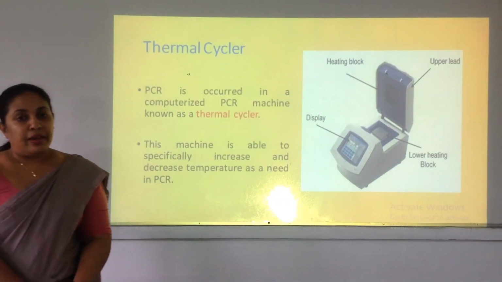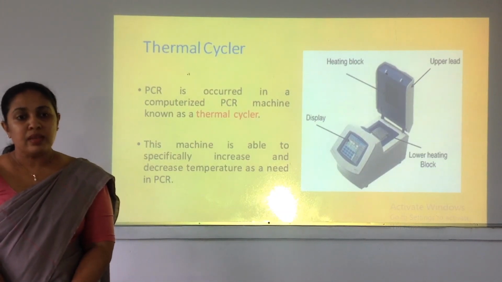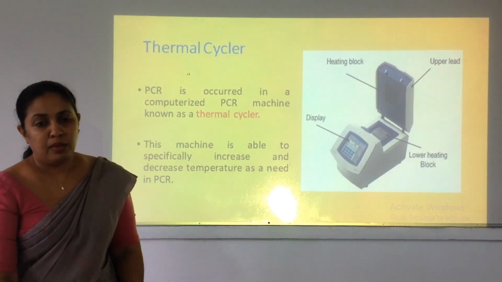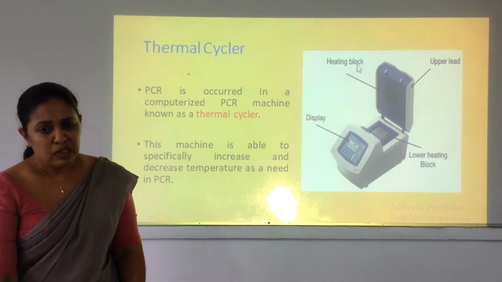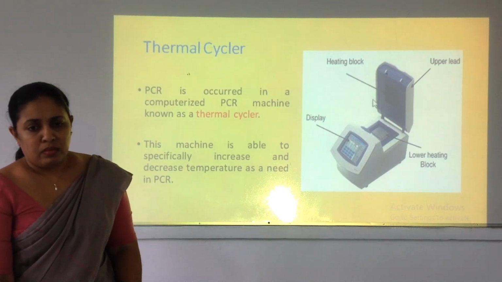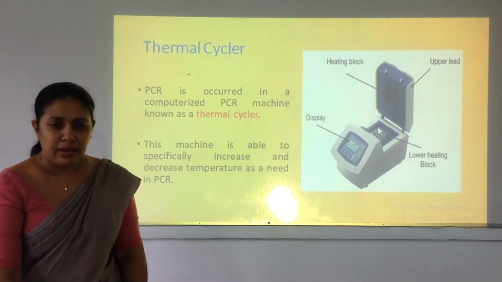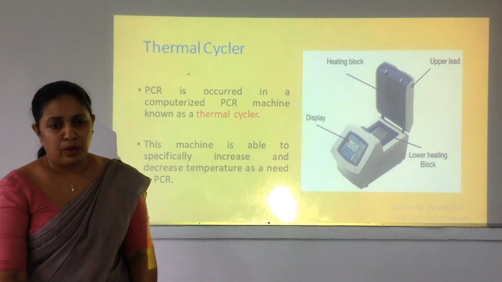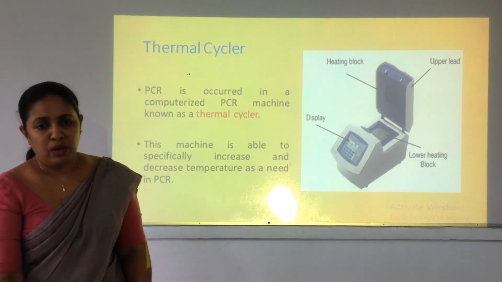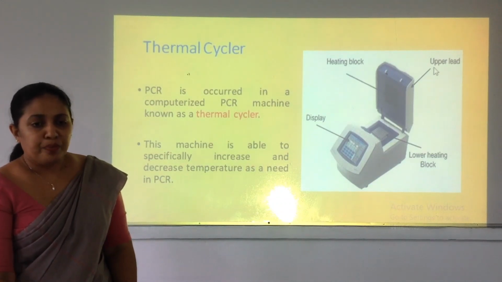PCR occurs inside a PCR machine. Technically it is called a thermal cycler. If you see the details of the thermal cycler, it has a heating block, upper and lower. In the lower block we insert the samples, and we have to close the lid. With the upper heating block there is a lid here.